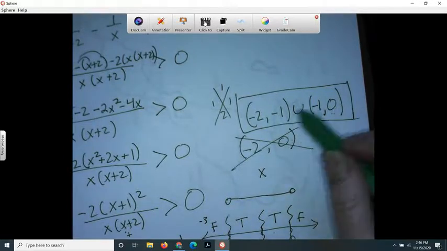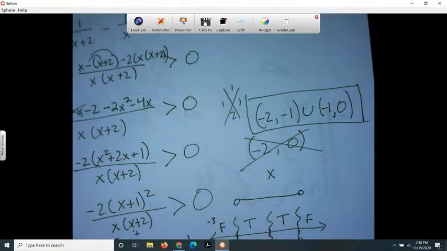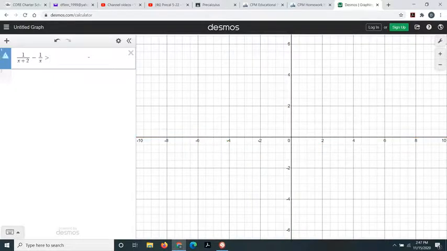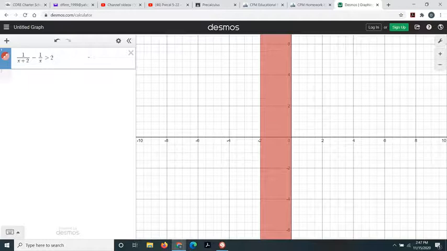So, sorry, it's a little bit tricky, but this is my notation. This is my solution region, and I'm going to show you a picture of the graph because I have it on Desmos. So this is what the graph looks like. It looks like they have the whole region between -2 and 0 on here.